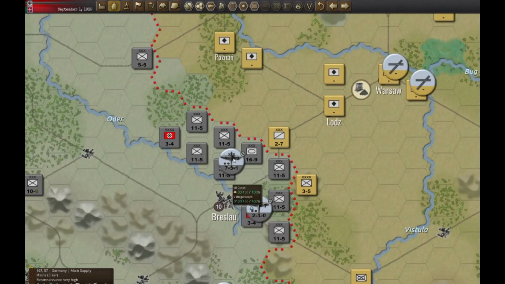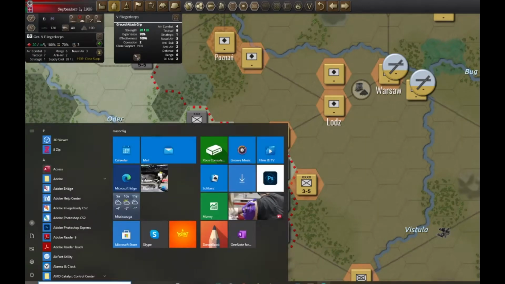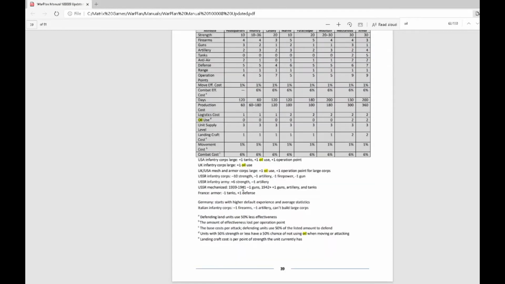Now, each one of these units uses up a certain amount of oil for movement, which is 1, but also for attack. And when it goes to attack, they all use different amounts. The question becomes, what are the amounts that they actually use? Well, you can see that from the tables found within the manual on pages 39, 40, and 41. The row that shows you that is their oil use here. You can see that these units here end up using 2 oil.